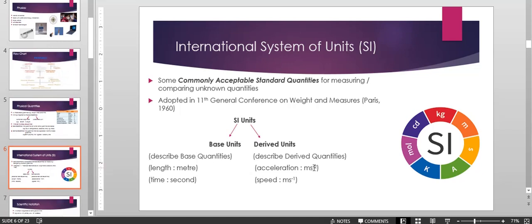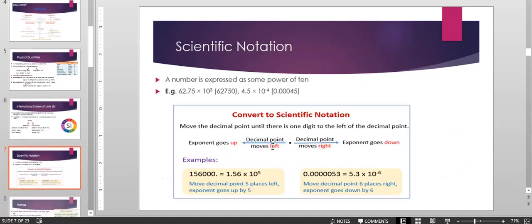Then we talked about the System International of Units, that are SI units. They are total 7 in number. They are also divided into two categories, that is the base units and the derived units. Then we have discussed the scientific notation and how we can convert small numbers or large numbers as a power of 10.